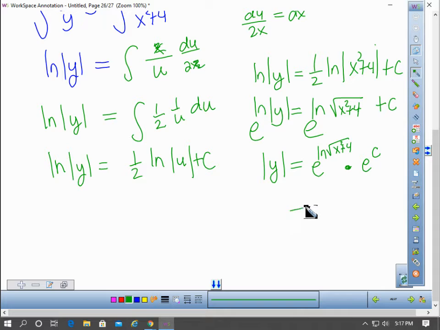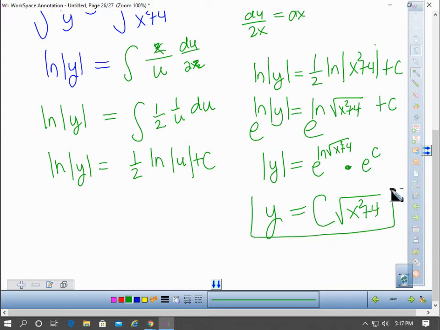So this e to the c becomes a big C. So I can take my bars off on this side. And these guys actually are going to cancel, the e and the ln, so it becomes the square root of x squared plus 4. And so that's my answer. So this e and that ln cancel, so you just have the square root of x squared plus 4, and the e to the c becomes your big C. And once you get that big constant there, you can take the bars off your y. Okay? All right, so that's our answer for that one.